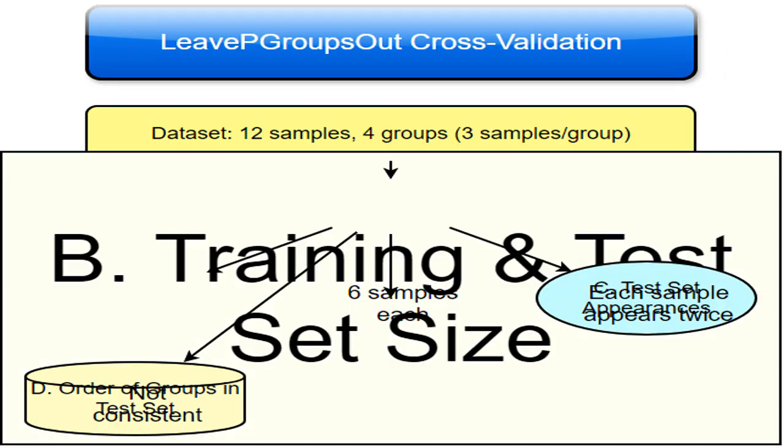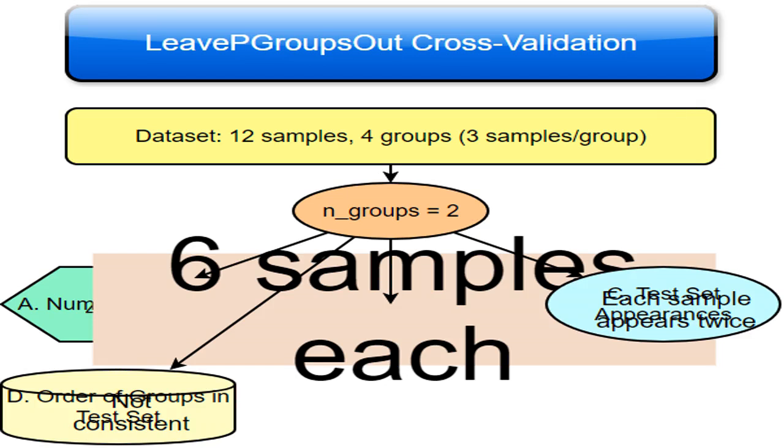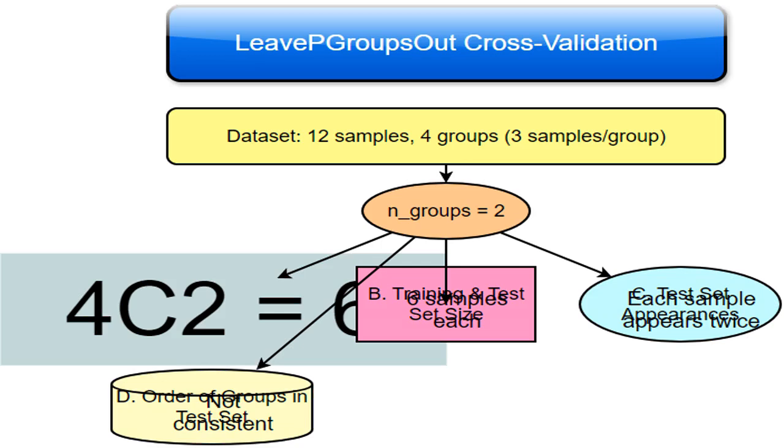With 6 items out in the test set, the other 6 will be in my training set. Therefore, each split will have 6 items for training and 6 items for testing. The training set and test set will both have the same size, 6 samples each.